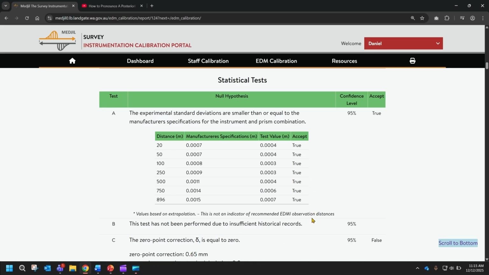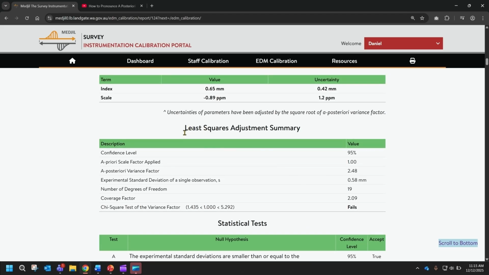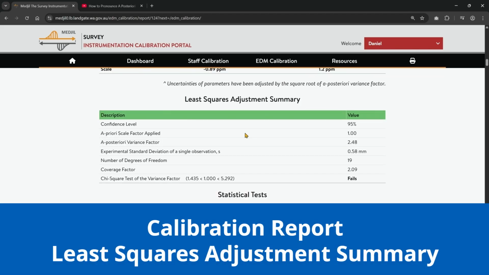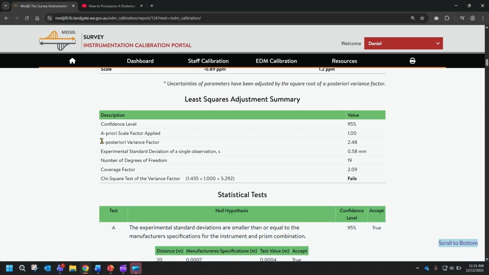Okay, so let's scroll up a bit and take a look at this section that we missed, which was the least squares adjustment summary. Now this is going to help us analyze a few things about our EDM instrument calibration. The primary thing I want to look at here is the a-posteriori variance factor. I hope I said that right. And the chi-squared test of the variance factor.